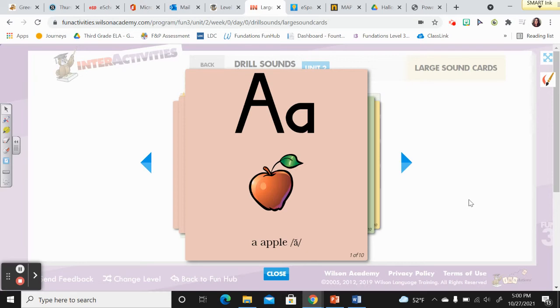Hi, third grade. Today we're going to do our lesson for Unit 2, Week 3, Day 4 of Fundations. That means tomorrow we are finishing Unit 2 and taking the Unit 2 assessment. So please make sure you're paying close attention and let's get in a good last practice so you can do your best. Here we go.